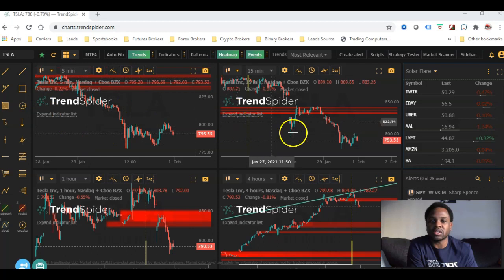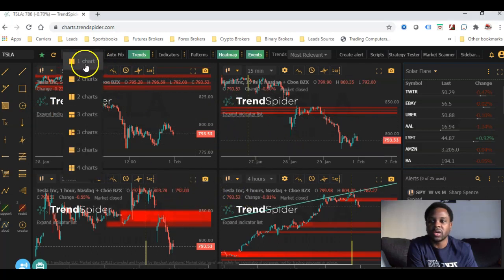Next, you've got your charts. You can set up your charts where it can be just one main chart, two charts, up to four charts, etc. I really like that availability.